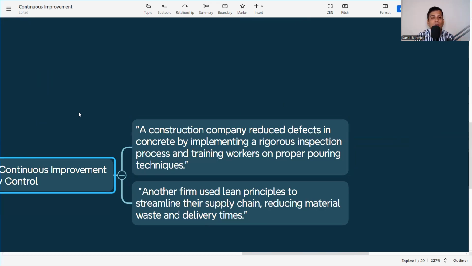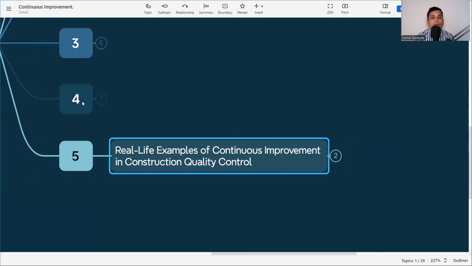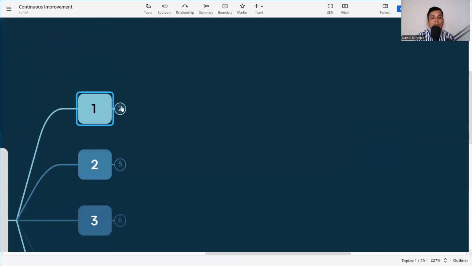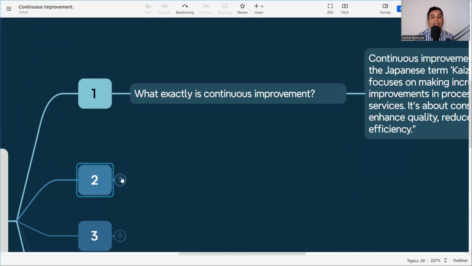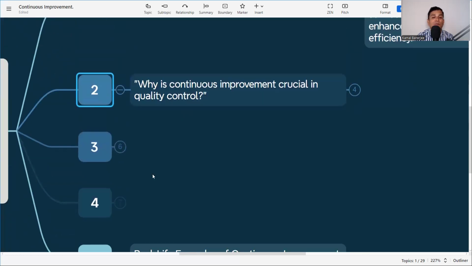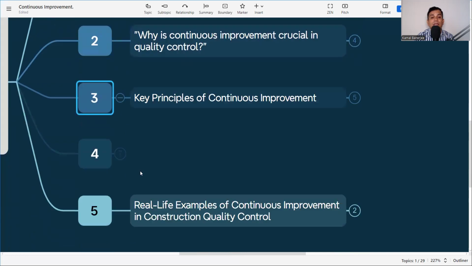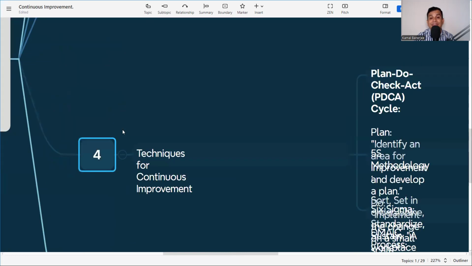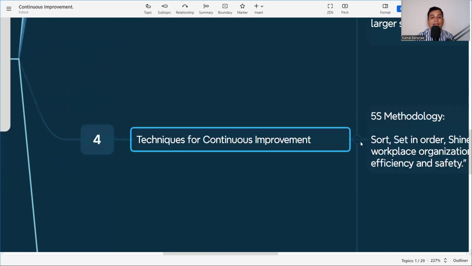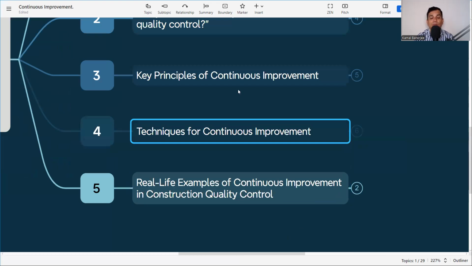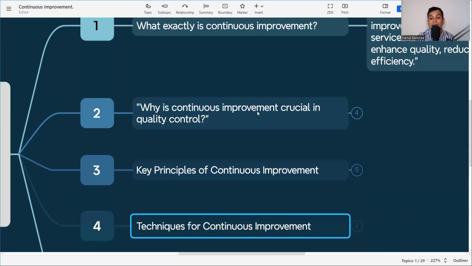So let's summarize what we discussed today. What is continuous improvement, why continuous improvement is important, what are the key principles, what are the techniques used in continuous improvement, and examples of continuous improvement. So these are the things about continuous improvement in quality control, and I hope you find it useful.